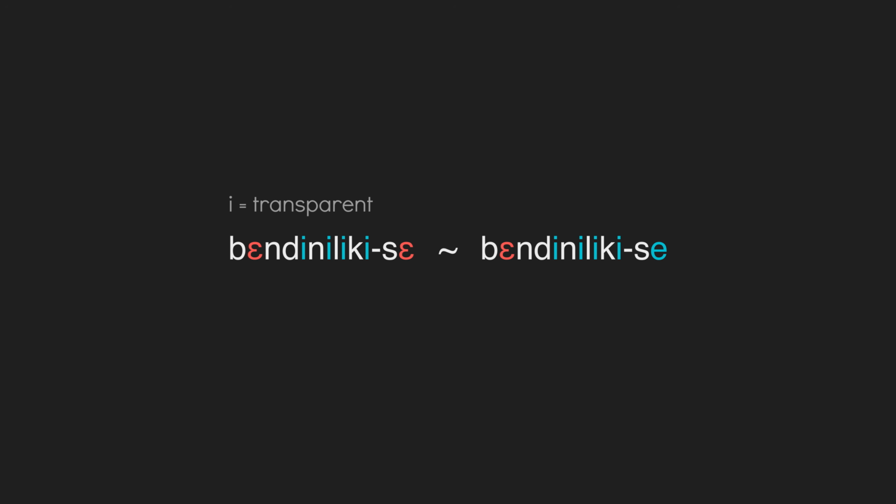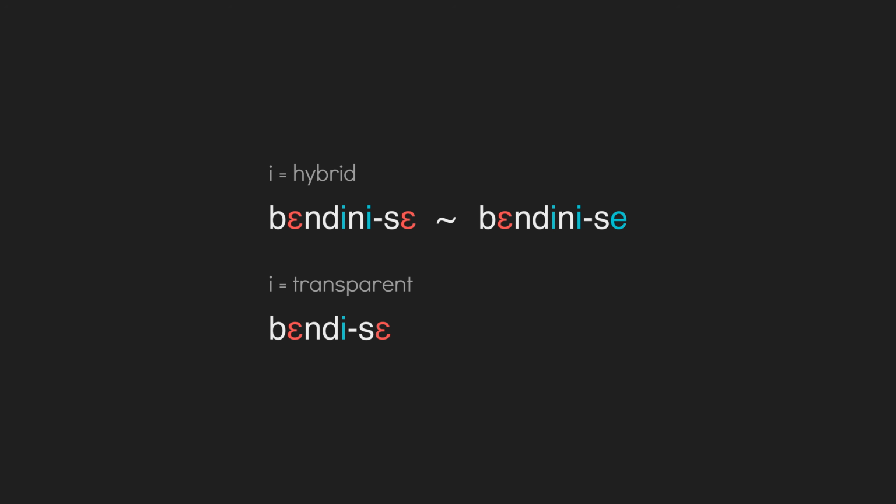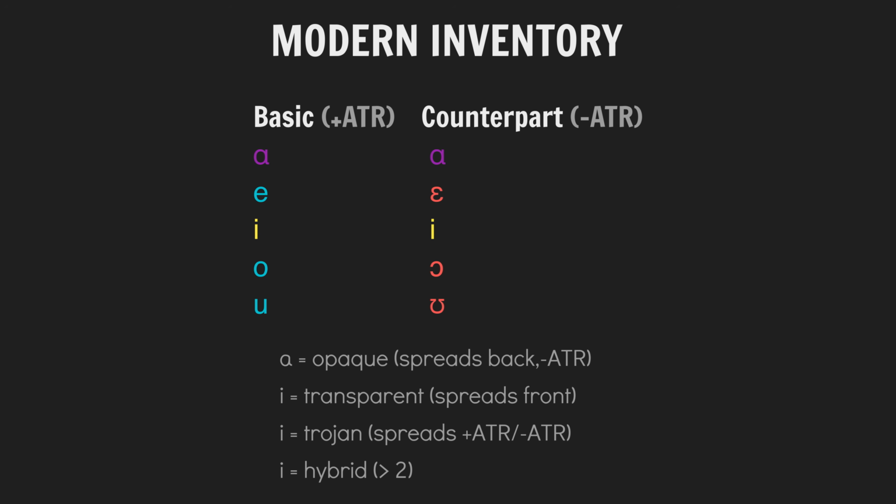For this demo lang, I'll say that E is hybrid when 2 or more transparent vowels appear in adjacent syllables. Otherwise, E is transparent, or Trojan, depending. Boom! Neutral vowels, done. What else can I throw at this?